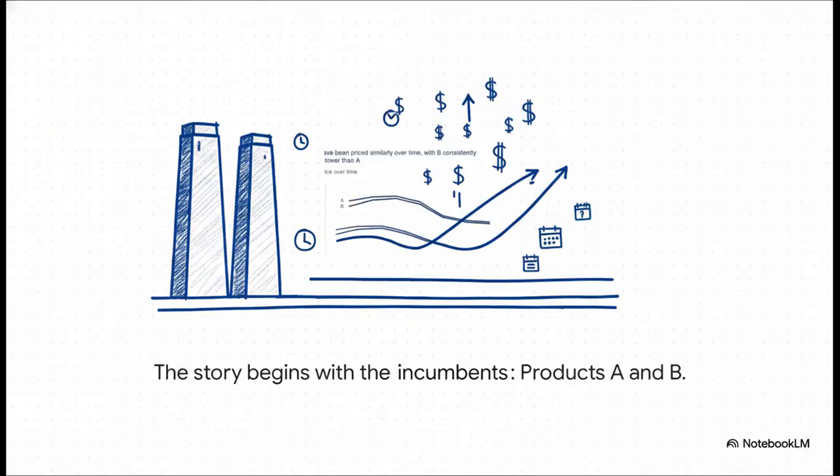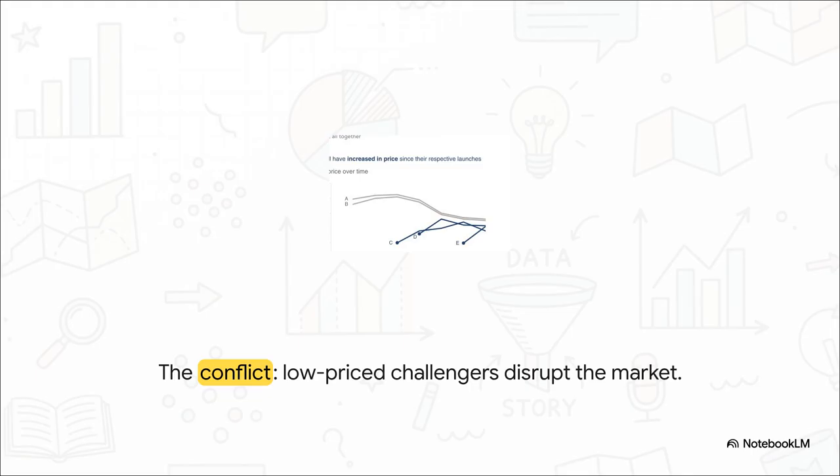We start our story with the original players. So, back in 2008, products A and B entered the market at a pretty high price point, and for years they were priced similarly, with B always just a little bit cheaper than A. We're just establishing the initial state of the world. Now we introduce the conflict. Then, new challengers, C, D, and E, entered the market at much lower prices, and they really disrupted the status quo. But notice this pattern.